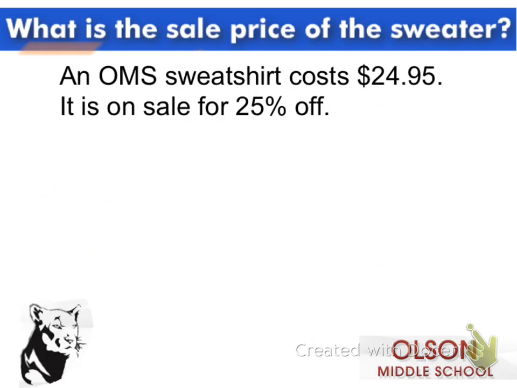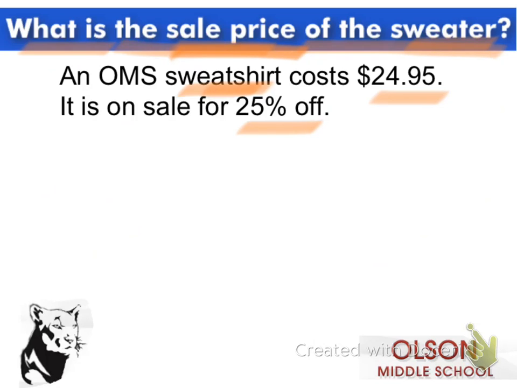Okay, so what is the sale price? Right away I'm thinking sale price is how much I pay after the discount. What is the sale price of the sweater? An OMS sweatshirt. Well, that's funny. Sweater up here, sweatshirt. Okay, anyways, let's assume it goes together. An OMS sweatshirt costs $24.95. It is on sale for 25% off.